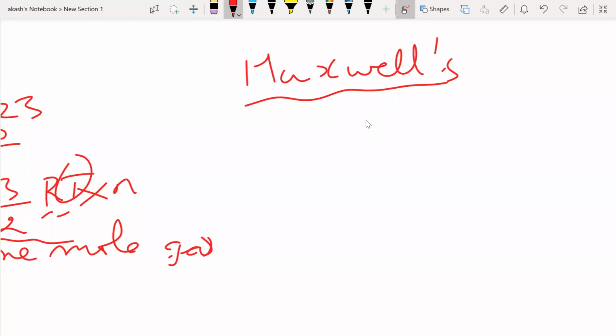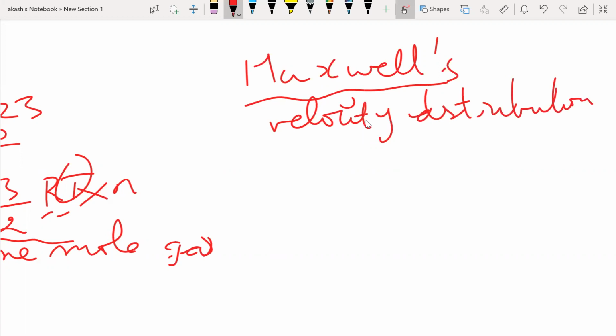Even in the physical sense, if I supply more energy, the gas molecules are going to absorb it and move faster. All these things are given by Maxwell, and we are going to see it in the form of a graph. It's called Maxwell's velocity distribution curve. Right, fine. So we'll see how this looks.